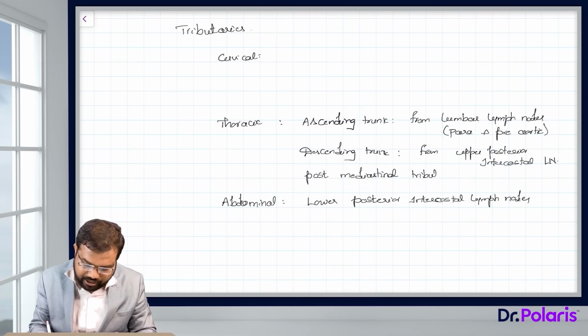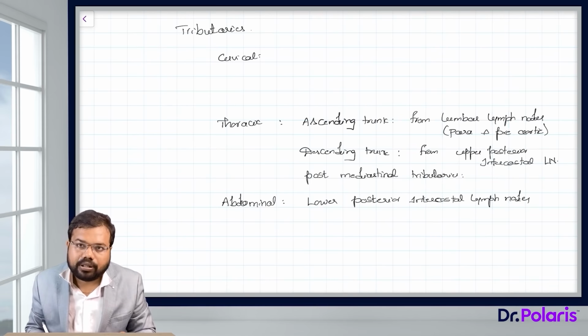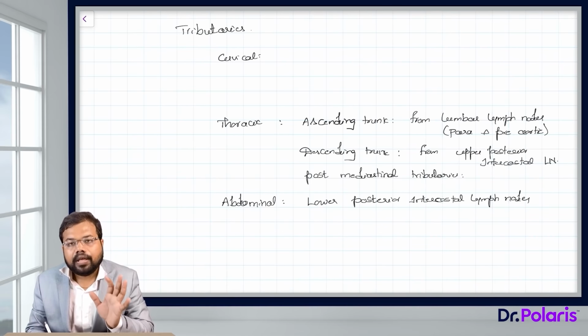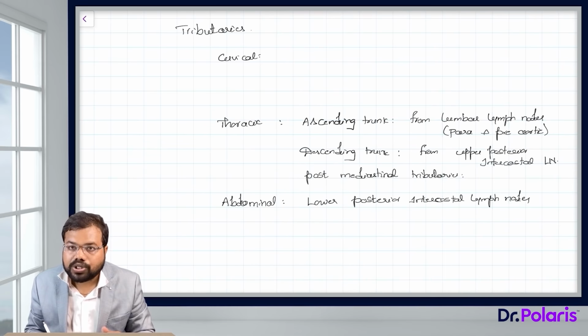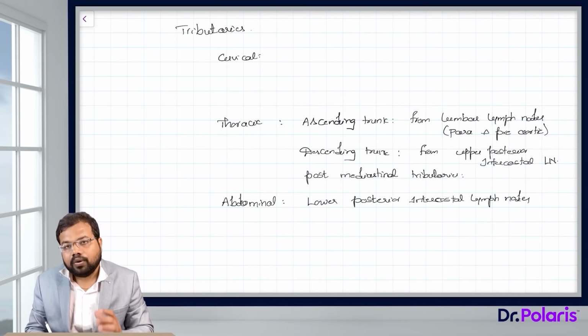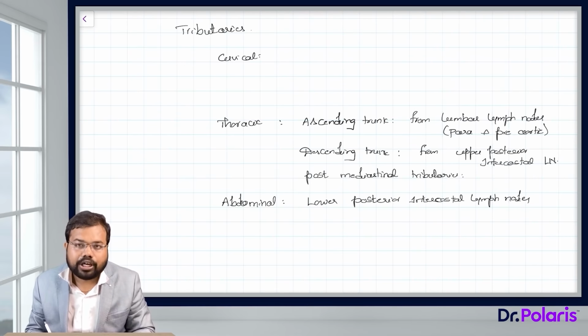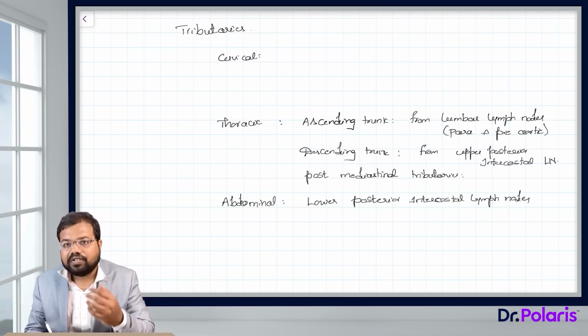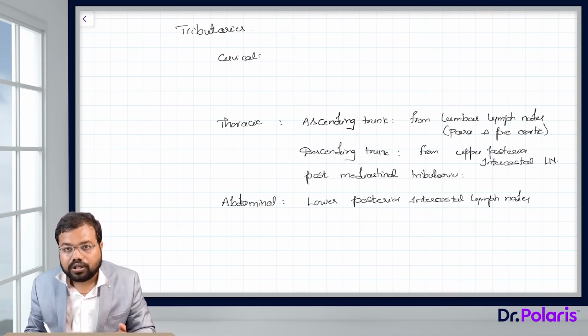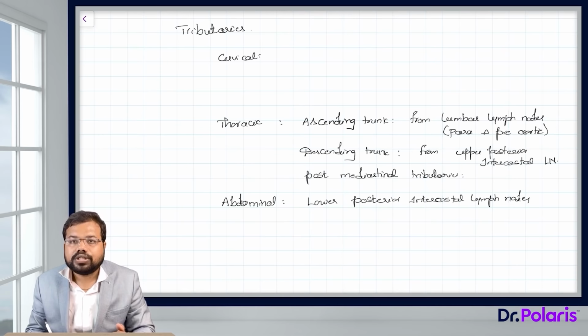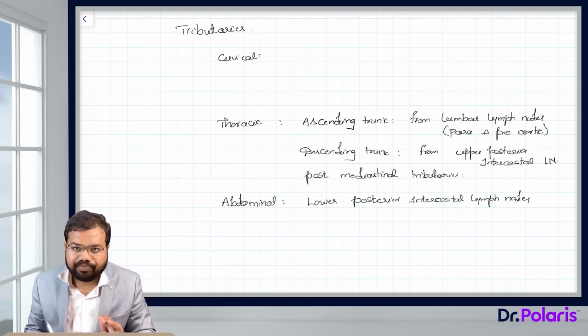Posterior mediastinal tributaries, which will collect from the mediastinum on the posterior side, right? So the thoracic duct in the abdominal region first collects from the lower part of the posterior intercostal regions, whereas in the thoracic part it will collect from 3 parts. One is the ascending trunks from the lumbar region of para and pre-aortic, another is the descending, which comes from the upper part of the posterior intercostal regions, and also the posterior mediastinal. The posterior mediastinal is the one which collects from the mediastinum.